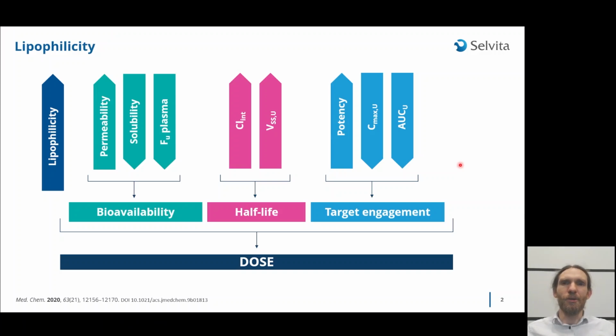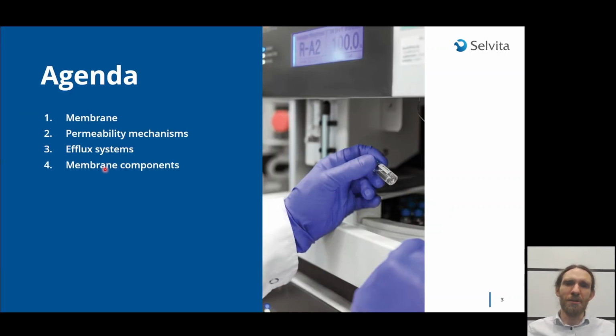On the last slide of the previous presentation, we presented this chart that described how lipophilicity affects different aspects of drug design and development. And this chart will be a roadmap for us for the upcoming series. The first topic that we'll be discussing is permeability. To start talking about permeability, we need to introduce the concept of cellular membrane. Then we'll move on to description of different permeability mechanisms, efflux systems, and finally of membrane components.